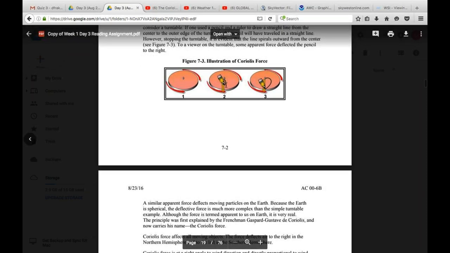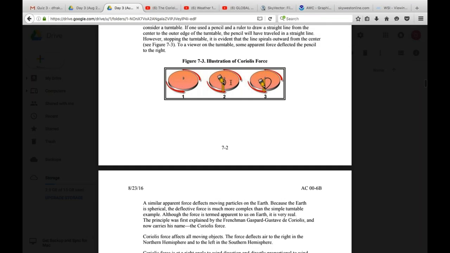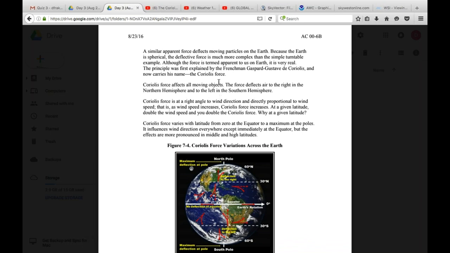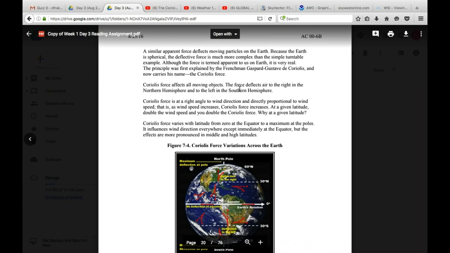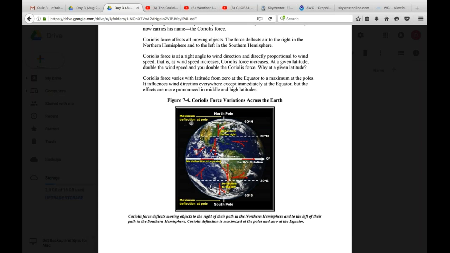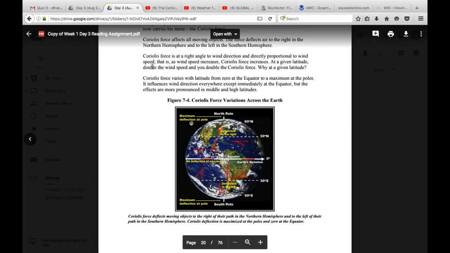Like this is saying here, the pencil is going to get pulled off to the right. So Coriolis force deflects air to the right in the northern hemisphere and to the left in the southern hemisphere. Coriolis force is at a right angle to wind direction and directly proportional to wind speed. That is, as wind speed increases, Coriolis force increases. At a given latitude, double the wind speed and double the Coriolis effect.